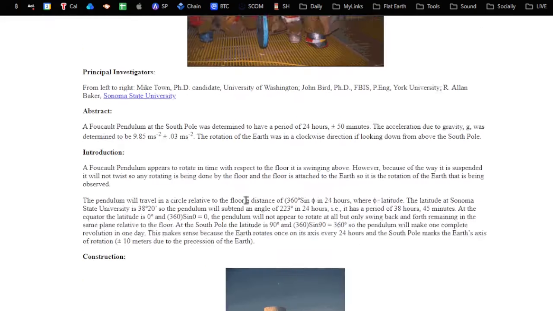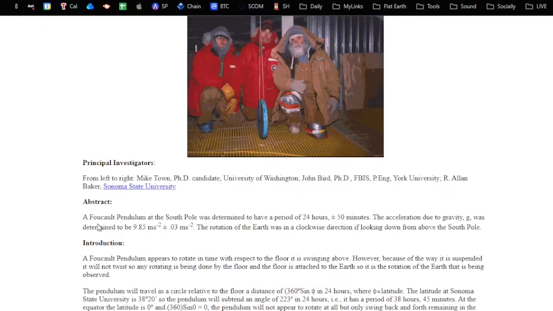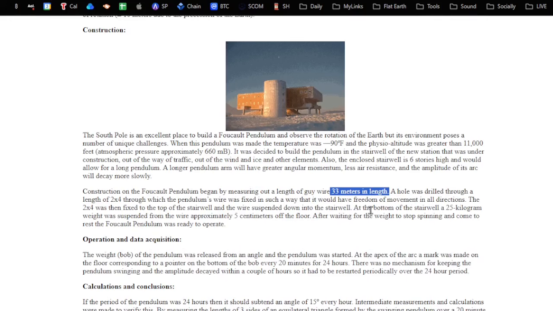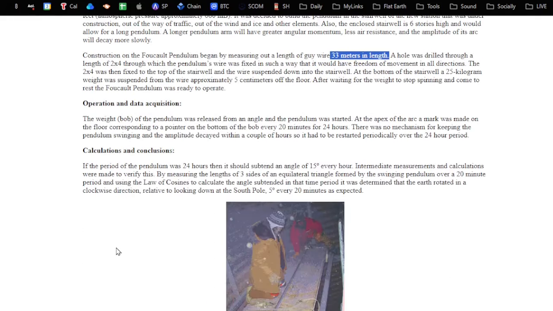After staying up here, the pendulum was determined to have a period of 24 hours. Well, we had to restart it all the time. Okay, great. That's good. See here, restarted periodically. If the period of the pendulum was 24 hours, then it should subtend an angle of 15 degrees every hour. Intermediate measurements and calculations were made to verify this.